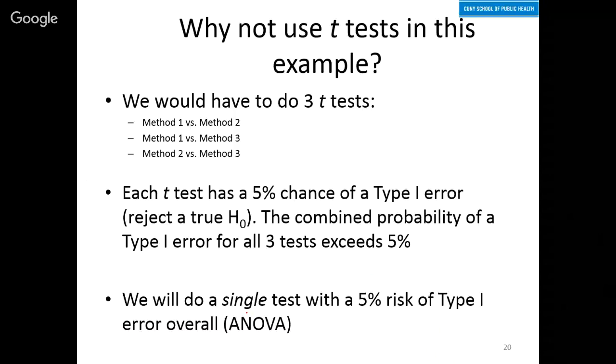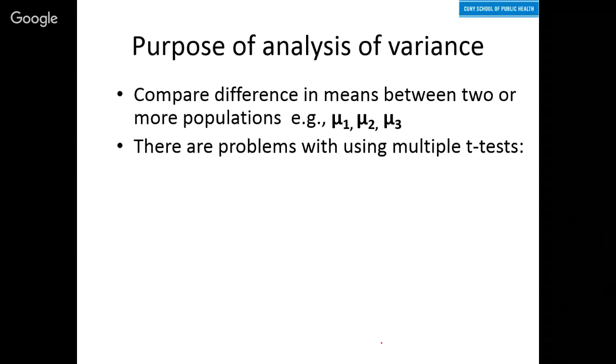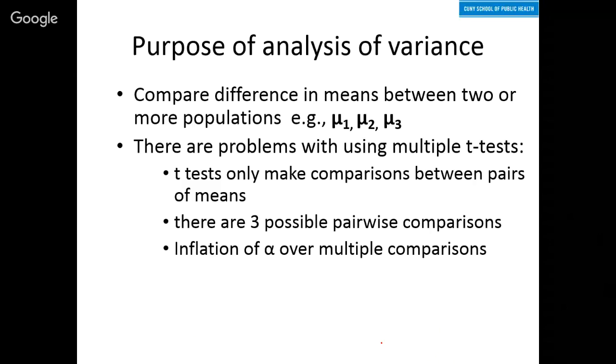It is possible to control that type 1 error rate. There is a correction that we'll cover called the Bonferroni correction that controls the overall family-wise type 1 error rate. But that would not be as powerful a test as what we're going to cover, which is a single test with a 5% risk of type 1 error overall, the analysis of variance. So we're using the one-way analysis of variance to compare the means between 2 or more populations. And I say 2 because you actually can use it with only 2 in place of a t-test and get equivalent results. But it's extendable to more than 2 populations.